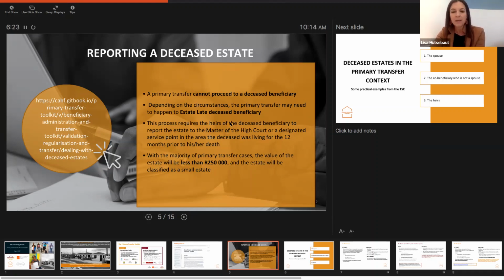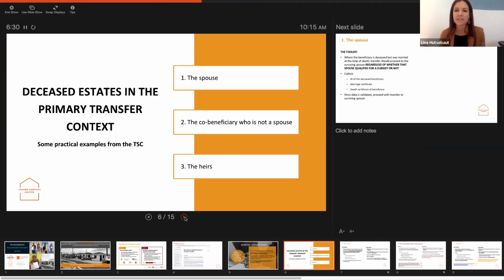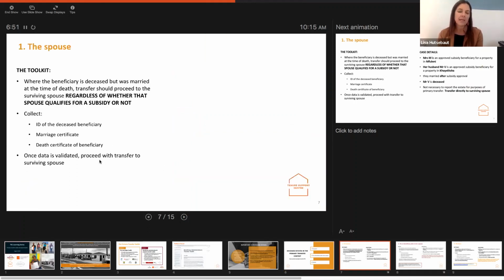Okay, I think we can move on to the specific scenarios that we have come across in the work we've done in CAHF. I'm going to be dealing with 3 specific scenarios today. The spouse of a deceased, a co-beneficiary of a deceased who is not a spouse, as well as other heirs of a deceased beneficiary. So these are practical examples that we have come across with our work in CAHF.